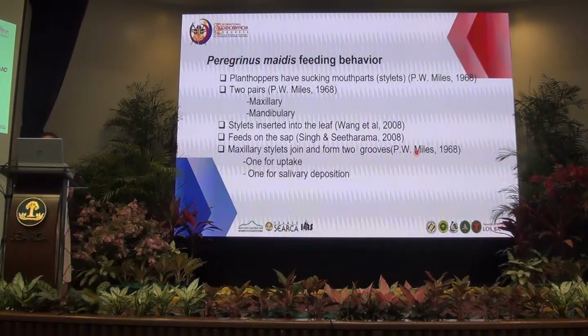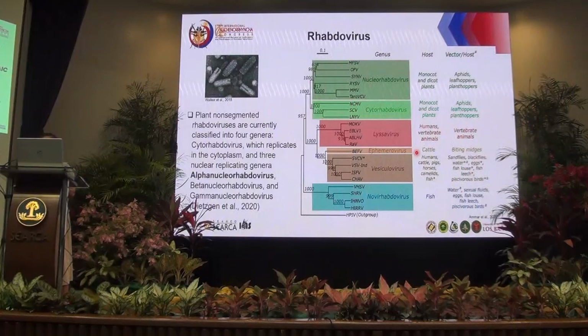Now, the virus, maize mosaic virus, that P. maidis transmits belongs to the Rhabdoviridae family, and these rhabdoviruses have negative-sense single-stranded RNA genomes, which range from 10.8 to 16.1 kilobases. And this Rhabdoviridae is a very diverse family of negative-strand RNA viruses that can infect vertebrates, invertebrates, and plants. So you can see here that rabies virus is in the same family as maize mosaic virus.